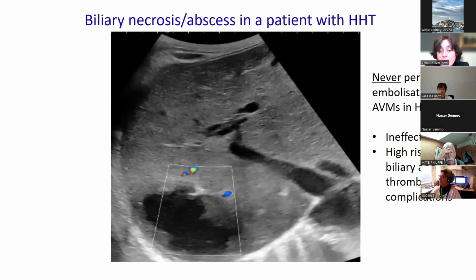This is a patient of ours that developed ischemia of the biliary ducts. You can see here that there is an abscess, which is a biliary abscess. This patient had been successfully transplanted in the end. But this is just to remind you, please, please, please never send a patient with vascular malformations to embolization of arteriovenous malformation, because it is ineffective for improving the shunt, and it can lead to this very, very severe complication per se.